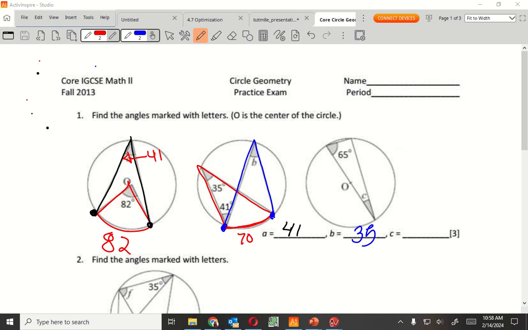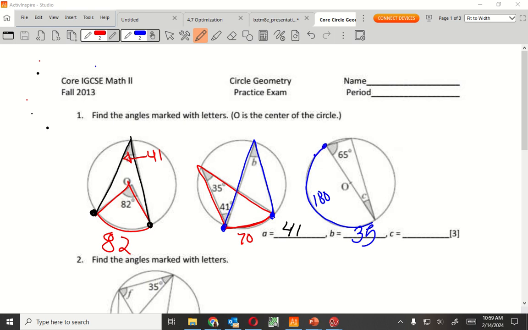All right. So now, it gives us some information on this next one here, but this one is slightly different because this line right here goes directly through my center. So if that goes directly through my center, how much is this over here going to be? 180. That is 180 on that side, because the whole thing is 360, right? Right. So my arc is 180.